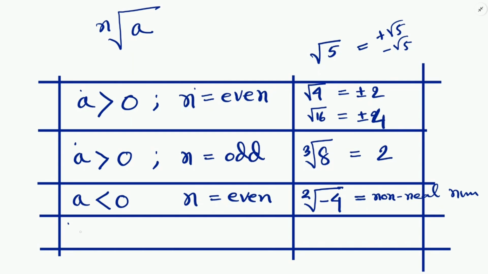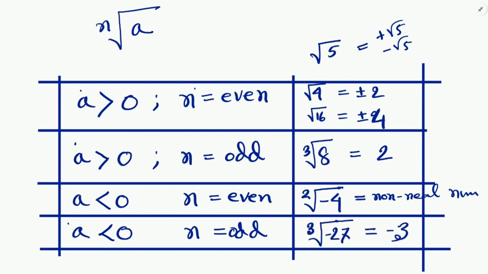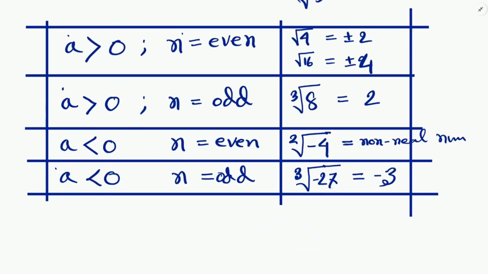If a is less than 0 and n is odd, in this case again we'll get a root. Let's say cube root of minus 27. This gives us minus 3. So I hope you understood. If the value is negative but n is an odd number, then we'll get a root, and that is always negative. So these were the basic properties. Minus 27 can be written as (minus 3) to the power 3, cube root, so the root and the power 3 cancel, and minus 3 remains.